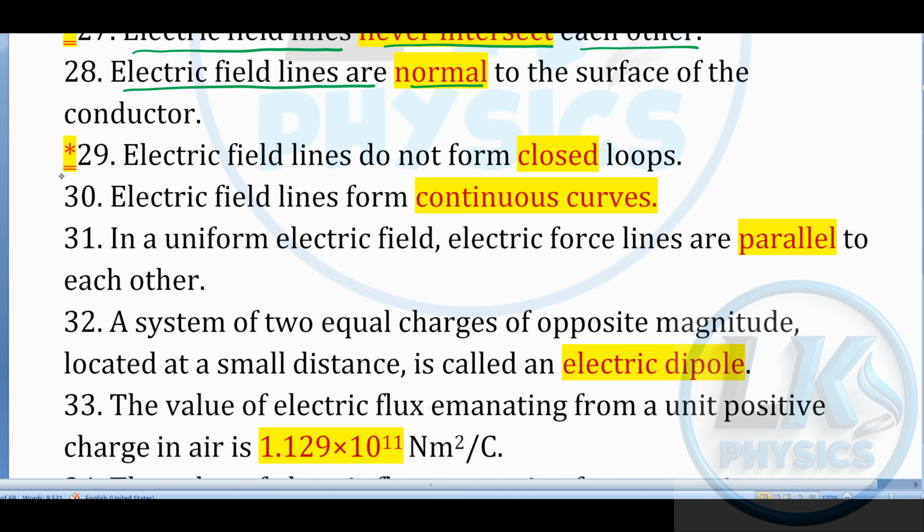Now this is also important. Electric field lines do not form closed loops, or electric field lines form open curves. If the sentence says do not, then you can write closed. If it is a positive sentence, then open curve.